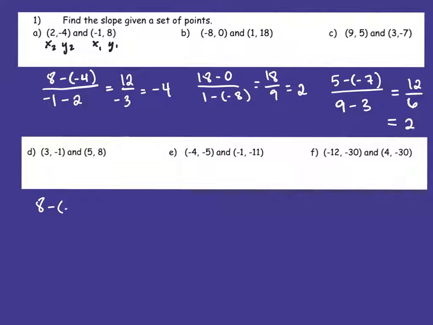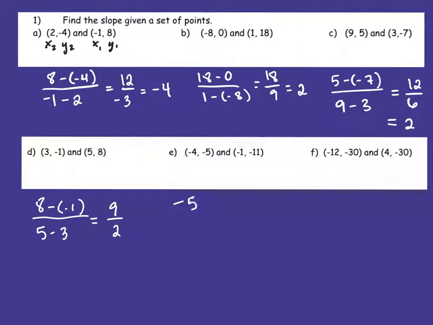8 minus a negative 1 divided by 5 minus 3. That's going to give us 9 over 2. And you can put that as a decimal if you prefer. However, I would recommend leaving it as a fraction. Slope is rise over run, so when it's in a fraction, that's actually a little easier to deal with, and we'll talk about that in a minute.